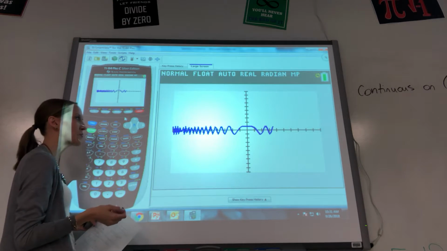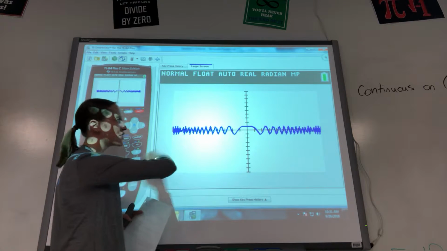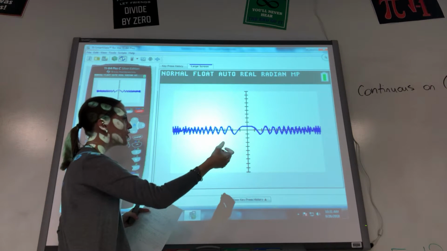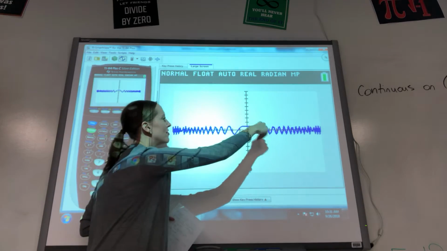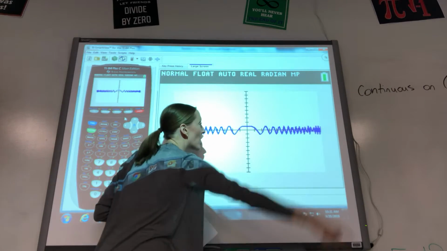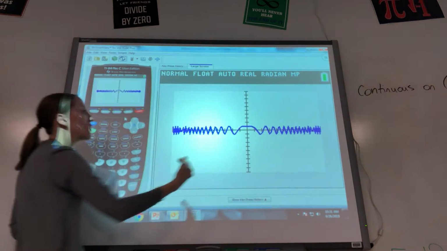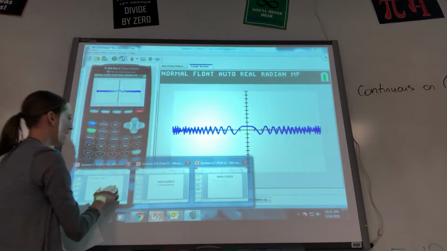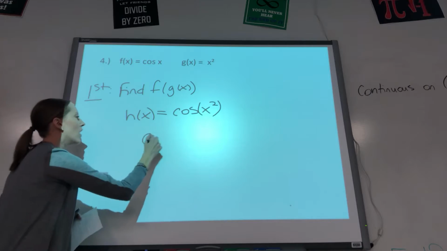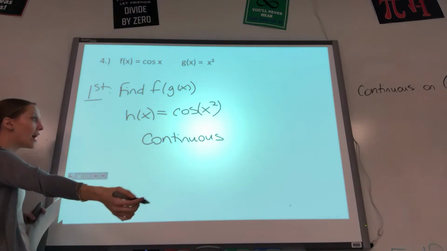Oh, and then it starts to spread out in the middle, but I don't have a fraction to worry about in my function. I don't have a square root to worry about. I mean there's no asymptotes there. This is just a continuous curve that happens to get closer together the further out you go. So on this problem, I would say, here we go, I would say continuous everywhere.